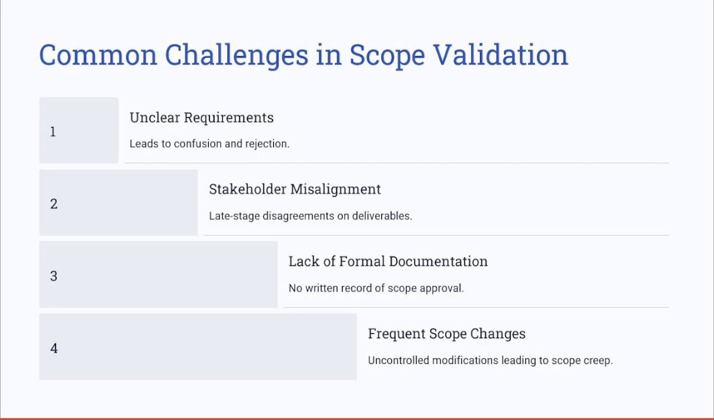The key points here are unclear requirements, which lead to confusion and rejections. Stakeholder misalignment is another challenge, shown by late-stage disagreements on the deliverables. Also, the lack of formal documentation, where there is no written record or approval for any changes that were requested or accepted. And frequent scope changes, meaning uncontrolled modifications leading to scope creep. Scope creep mainly happens due to uncontrolled changes without following the change control process.